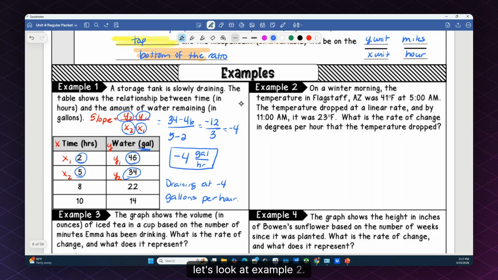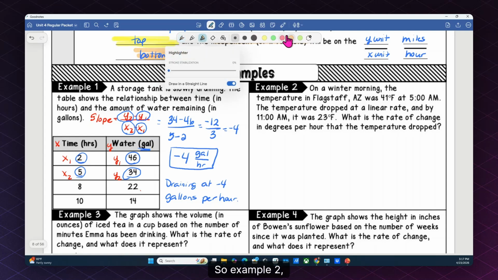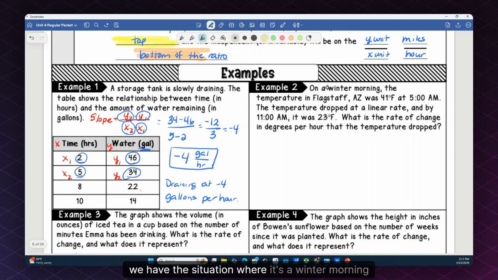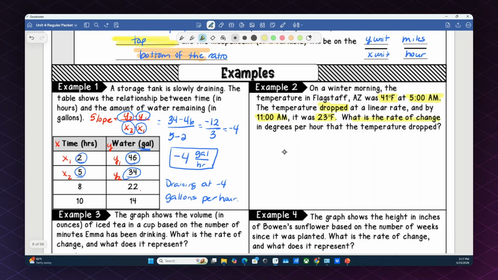Alrighty, let's look at example 2. So example 2, we have the situation where it's a winter morning and the temperature was 41 degrees at 5 a.m. And the temperature dropped. So we know dropped, it means it went down. And by 11 a.m., it was 23 degrees Fahrenheit. What is the rate of change in the degrees per hour that the temperature dropped?